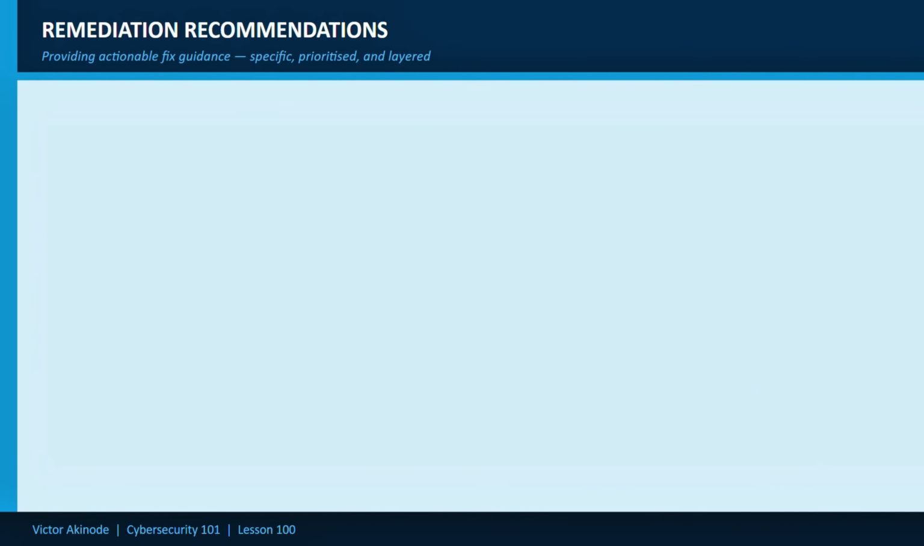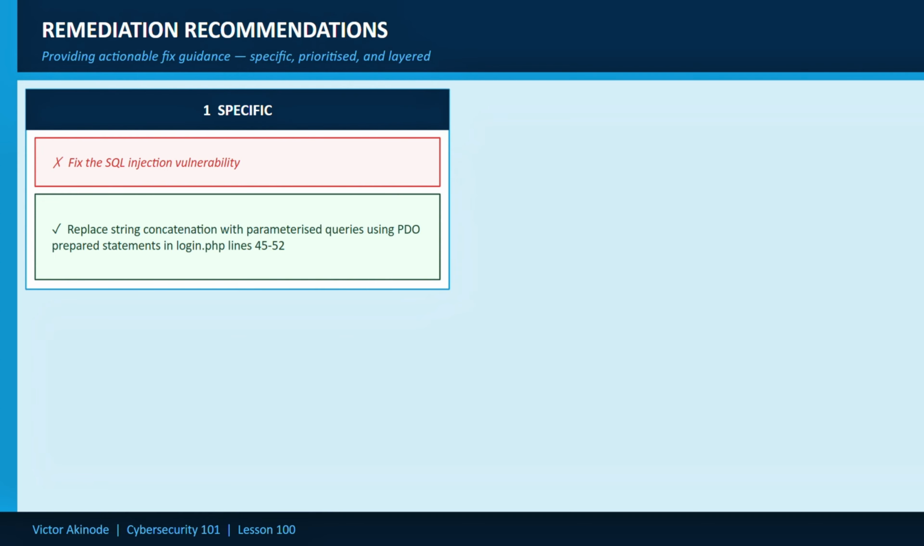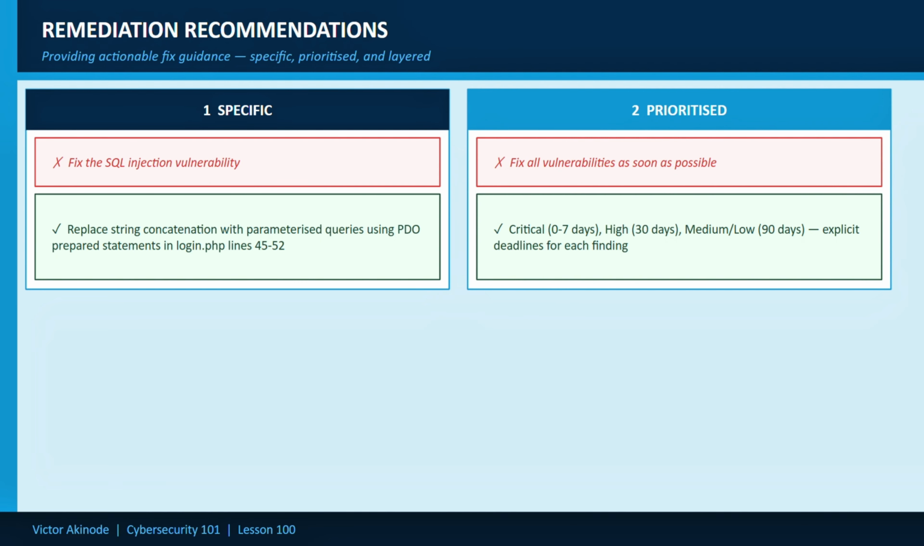Now, let's consider remediation recommendations. Good remediation guidance has four characteristics. The first one is that it must be specific. Don't say fix the SQL injection vulnerability, but say replace string concatenation with parameterized queries using PDO prepare statements in login.php lines 45 through 52. That is well detailed, right? Yeah, it is. The next one is it must be prioritized.